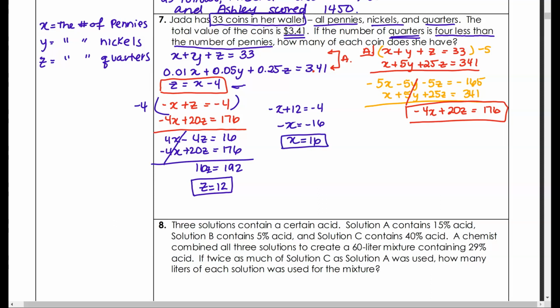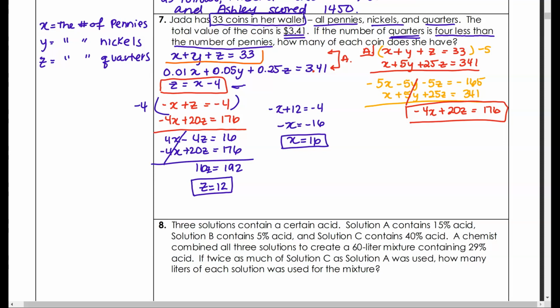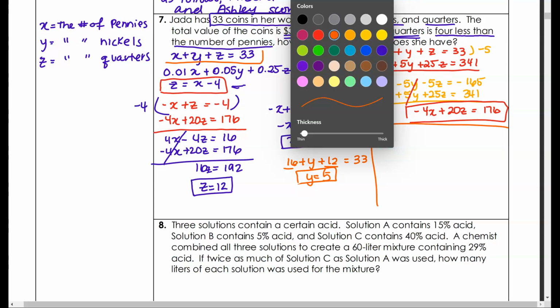And lastly, we have our y value, so now we can go ahead and plug it in. Let's go ahead and use this first equation. So I'm going to have x, which is 16, so I have 16 plus y plus z of 12 equals 33. So we're going to combine the 16 and the 12 and then subtract that from 33, so we end up with y equals 5.